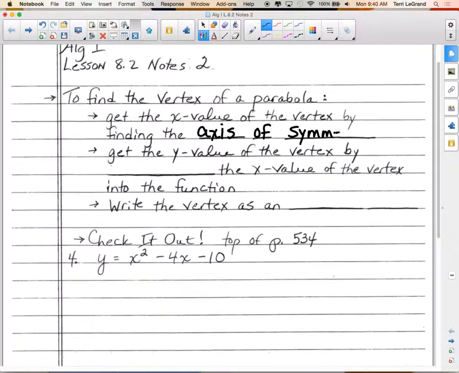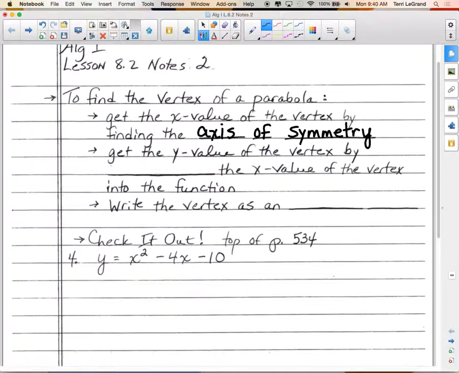Why would it be helpful to know the axis of symmetry if we're going to be trying to find the vertex? Because it is x equals. Okay, because it's an x equals equation, definitely. Because the axis of symmetry goes through the vertex. In fact, is the vertex the only point that's on this imaginary line? Yeah, the vertex is the only point that's on it.